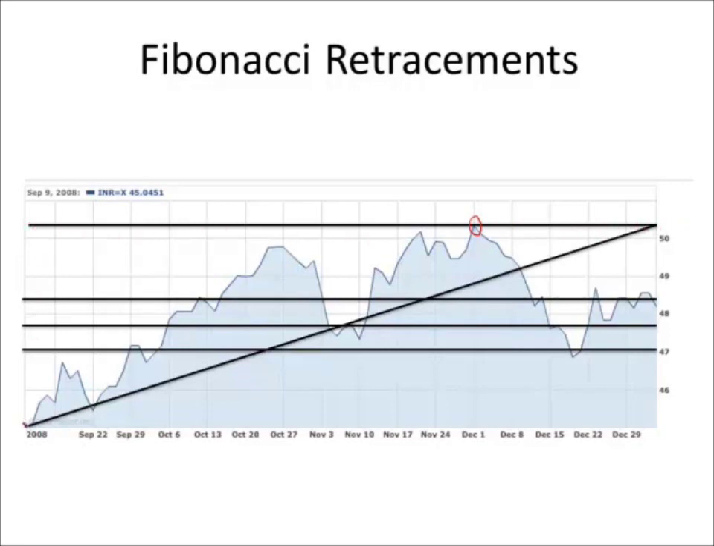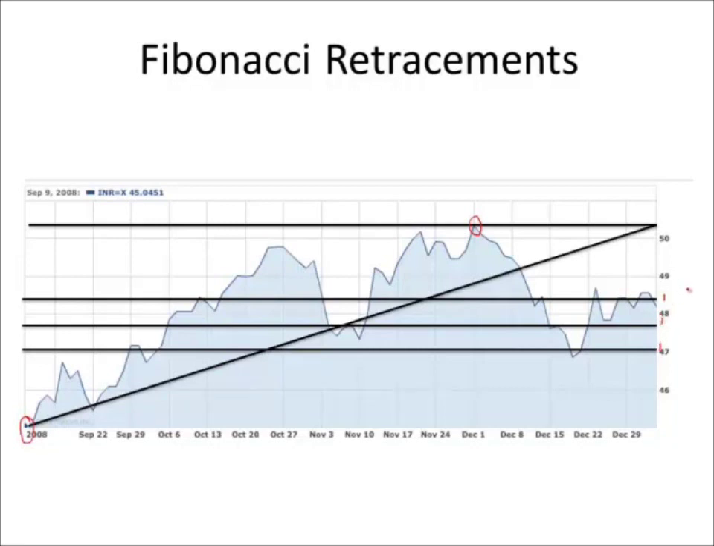And I've drawn the start of the bottom of the trend down here where the graph starts. So I've drawn a diagonal line to connect the bottom of the trend to the top of the trend. Now each of these three lines here, 1, 2, and 3, represent retracement levels.